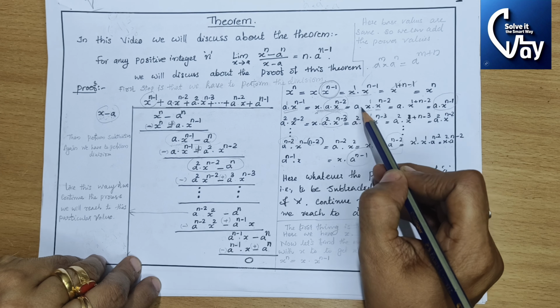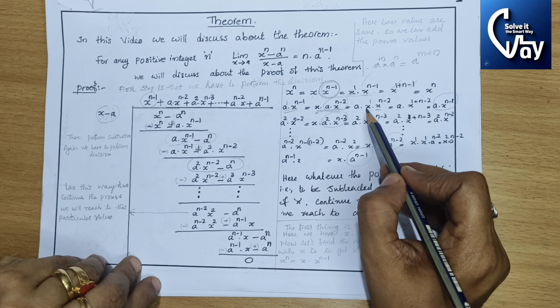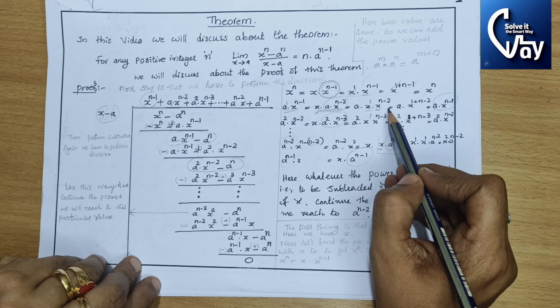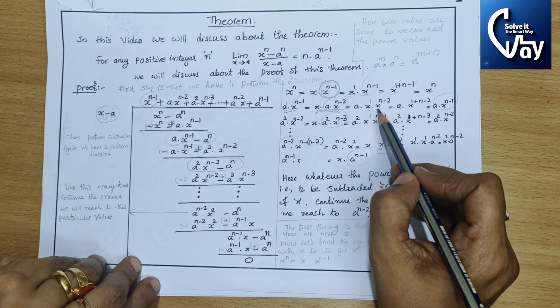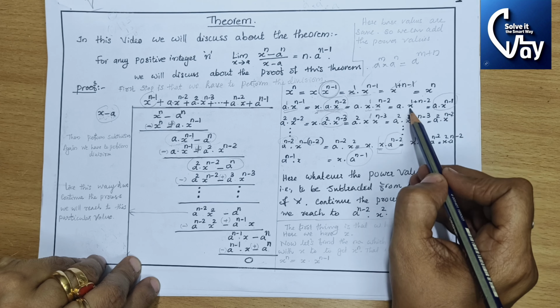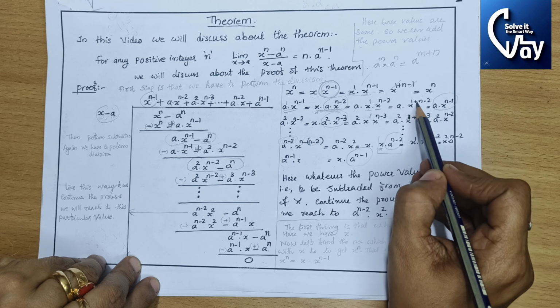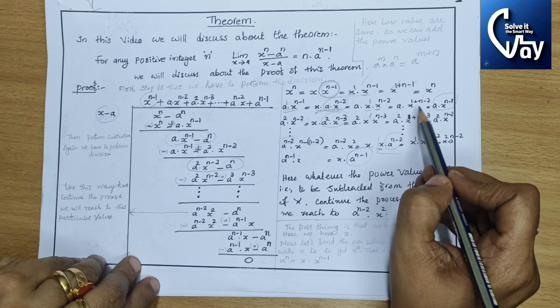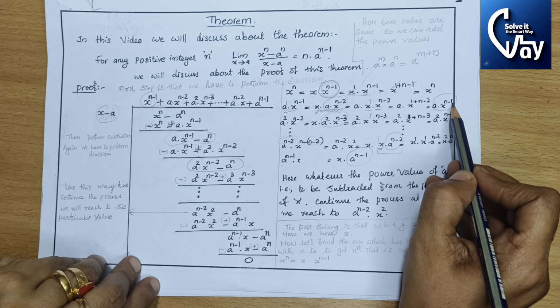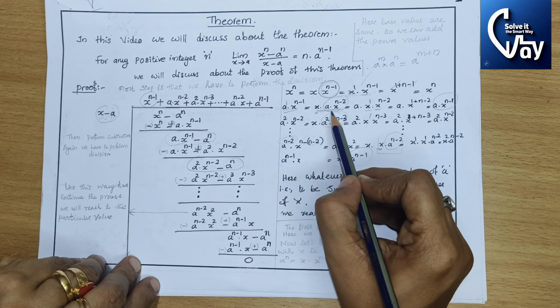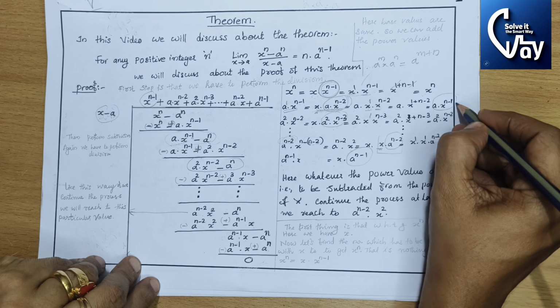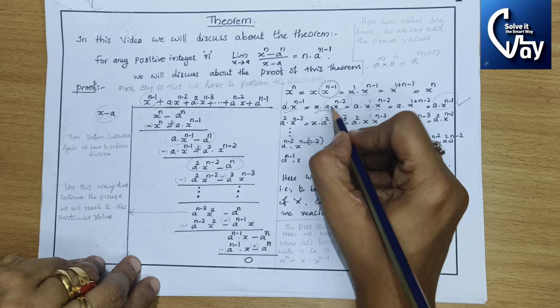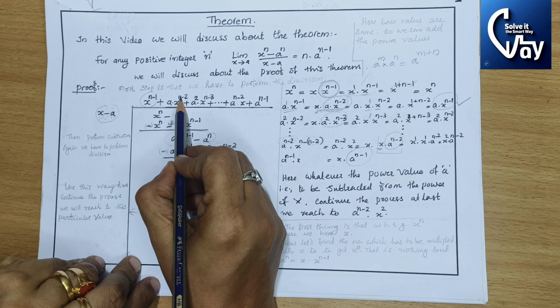First write a here. x means x raised to 1. x raised to 1 into x raised to n minus 2. This is in the form of a raised to m into a raised to n, that is equal to a raised to m plus n. So a into x raised to 1 plus n minus 2. 1 minus 2 is minus 1. So a into x raised to n minus 1. So this is the number which has to be multiplied with x to get a into x raised to n minus 1. So the quotient is x raised to n minus 1 plus a into x raised to n minus 2.